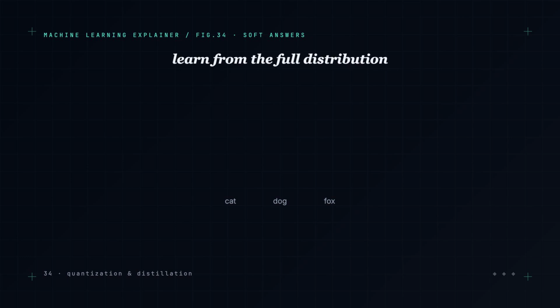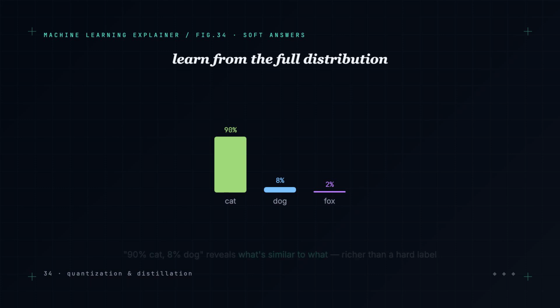The trick is what the student learns from. A normal label just says this is a cat, but the teacher outputs a full distribution: 90% cat, 8% dog, 2% fox. Those soft probabilities are far richer. They reveal what the teacher thinks is similar to what. Learning from that nuance, a small student can absorb surprisingly much of a big teacher's skill.